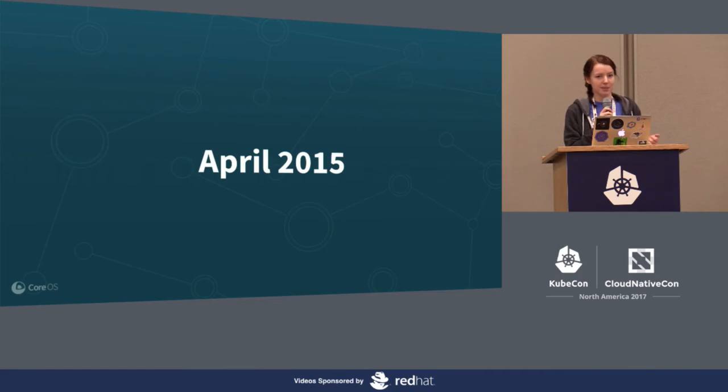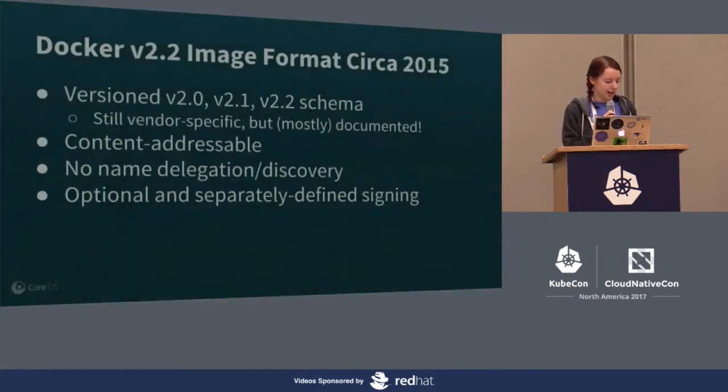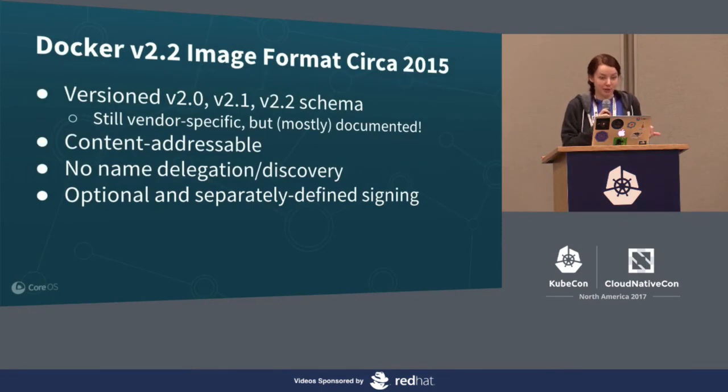So we're going to jump forward a couple of months to April 2015. And the Docker image format had progressed. Arguably, the most important addition was a first pass at writing a formal specification. There were things missing from it, but it was a great first step. We were also pleased to see that there was some work done on some of the other things that we'd cared about.